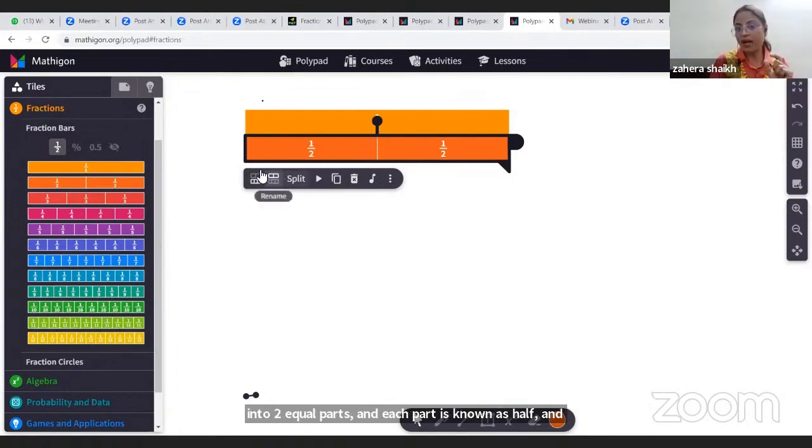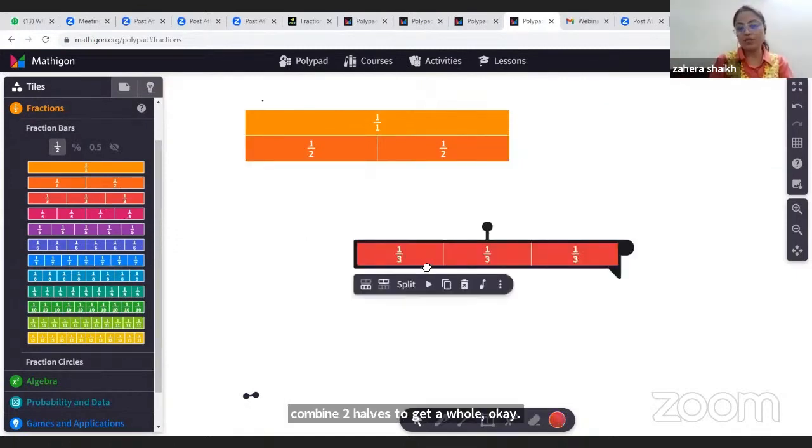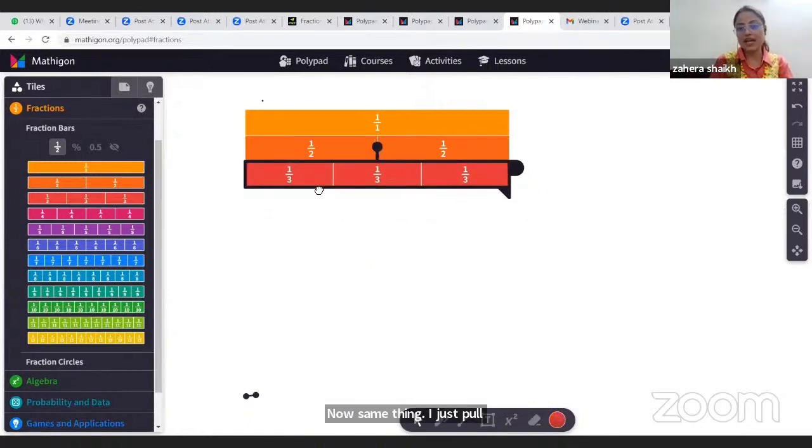And this one part is nothing but 1 times 1/2. And this is again 1 time of 1/2. And if I combine two halves together, I get a whole. Now, same thing, I just pull out this fraction tile.